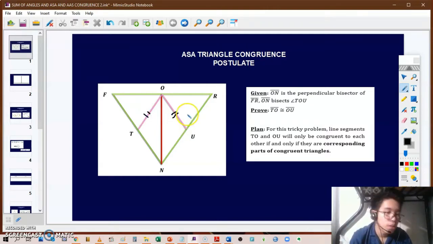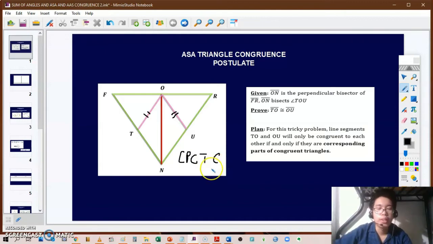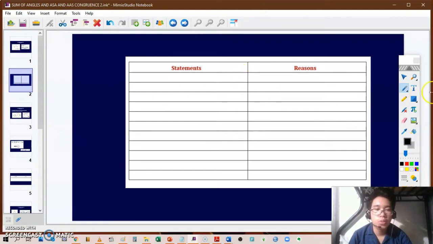Okay, so it might look a bit difficult, but if we plan ahead, the main direction that we can try to get to in order to prove that these two line segments are congruent is we can use CPCTC, or again, the congruent parts of congruent triangles are congruent. Since we're talking about segments and they are essentially part of two triangles, we can prove first that the triangles are congruent, and from there we can prove that the parts of the triangles are congruent. So let's start with the proof.